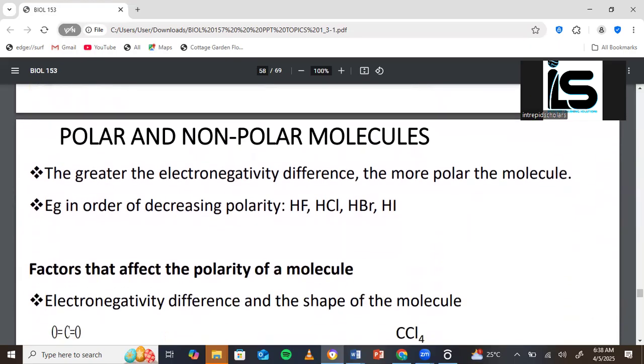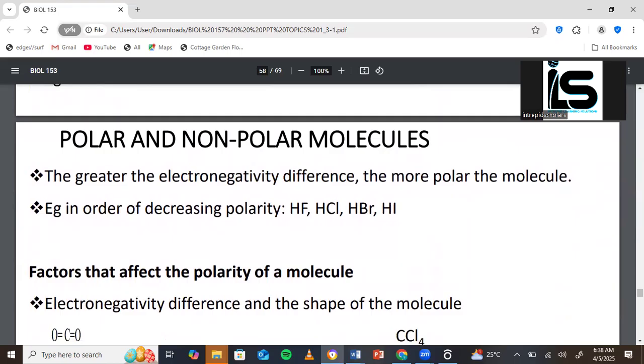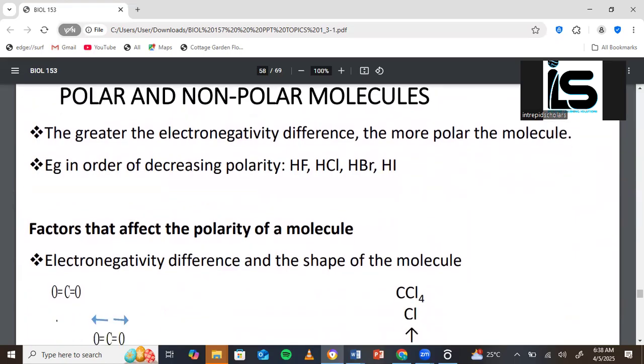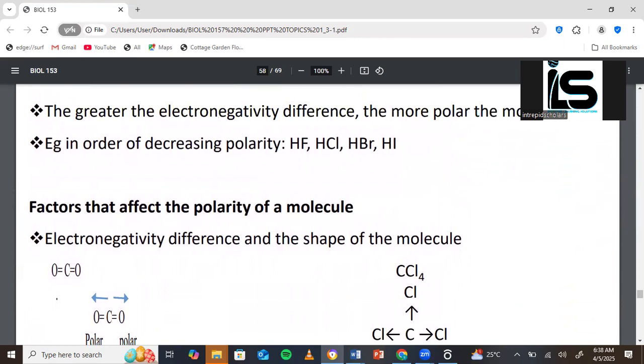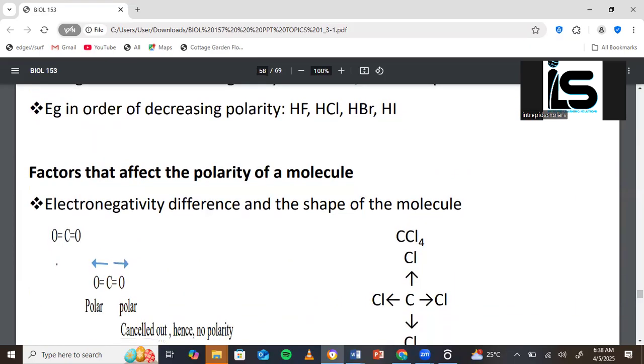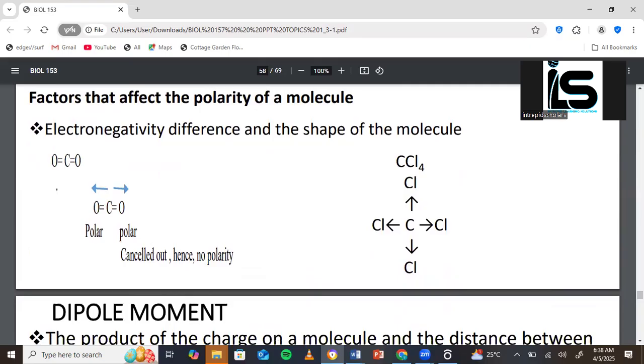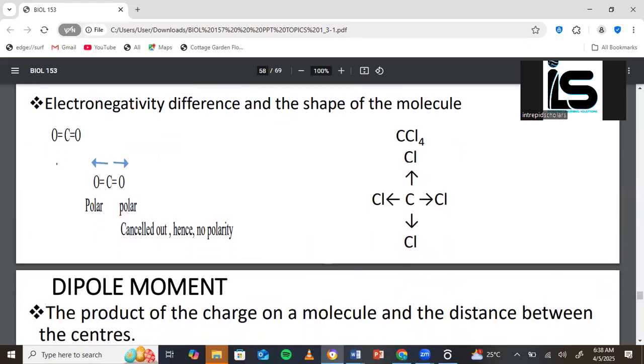Polar molecules. Now, the greater the electronegativity difference, the more polar the molecule is, right? In terms of decreasing polarity, we have HF, HCl, HBr, and HI. Let's take note of that arrangement. Now, sometimes there can be different polarities, different atoms having different polarities, but because of arrangement, they can cancel out.